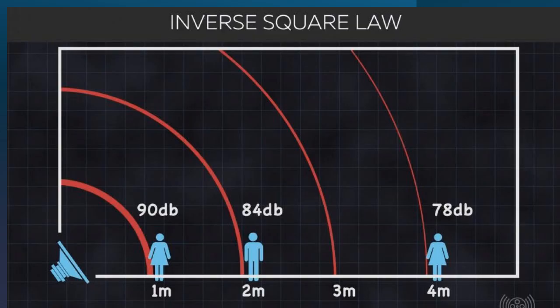The sound level or intensity decreases over distance, and it follows what is known as the inverse square law. If you double the distance, the sound will reduce or attenuate by a factor of 4. As you can see here, what is appearing to be a 90 dB sound at 1 meter would reduce to 84 dB at 2 meters and 78 decibels at 4 meters.